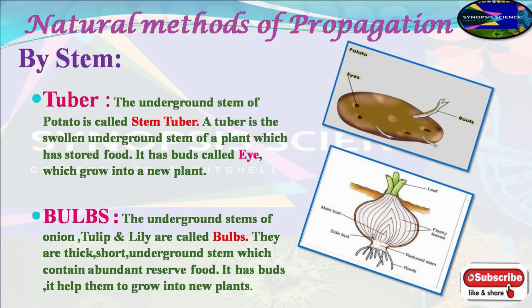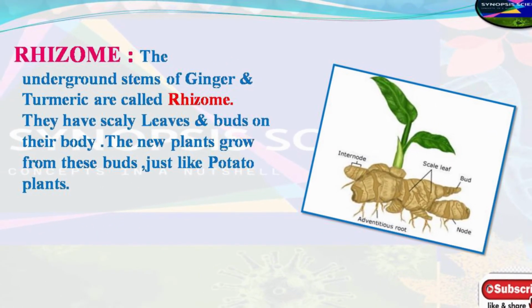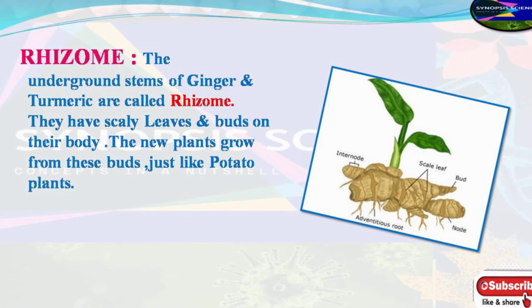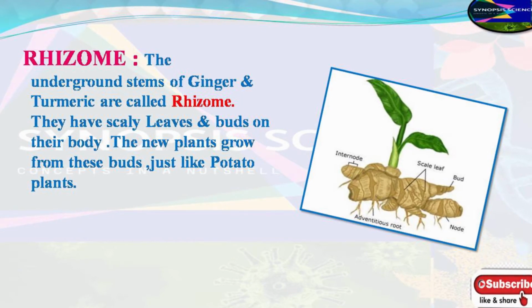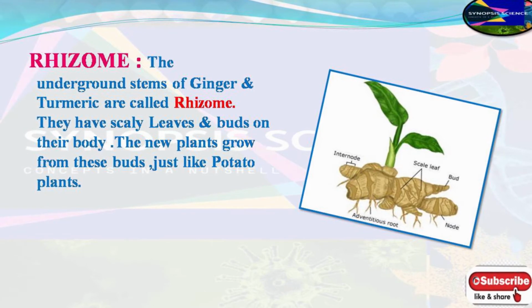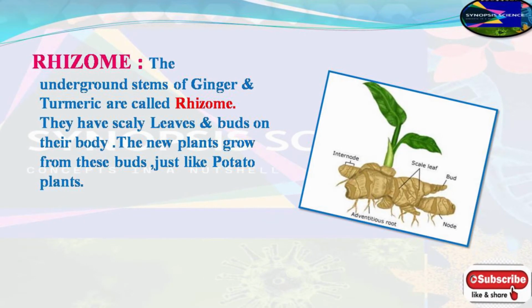Next, the underground stems of ginger and turmeric are called rhizomes. The new plants grow from these buds just like potato plants. Hence, again, this is reproduction of new plants by using stem only.